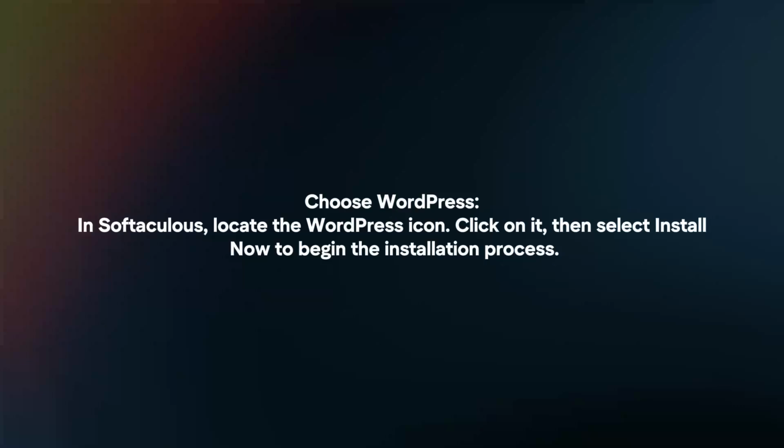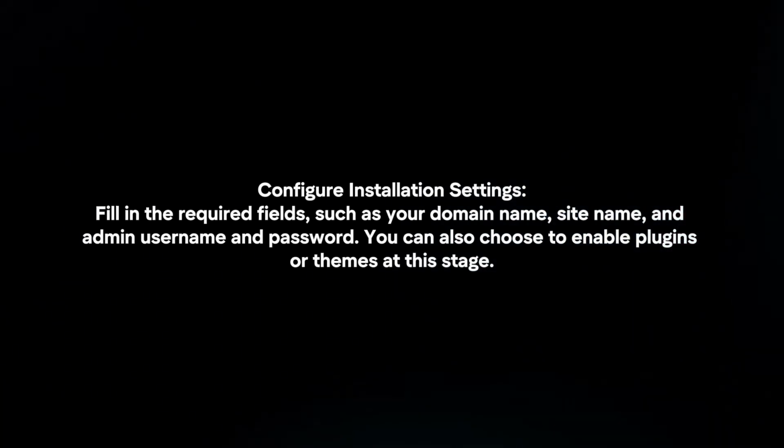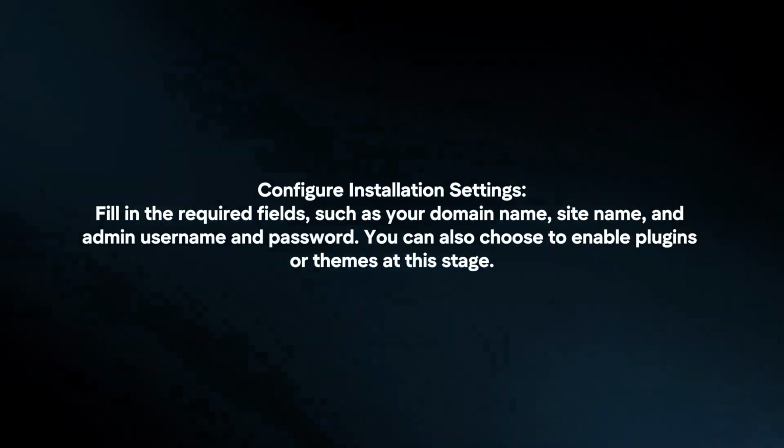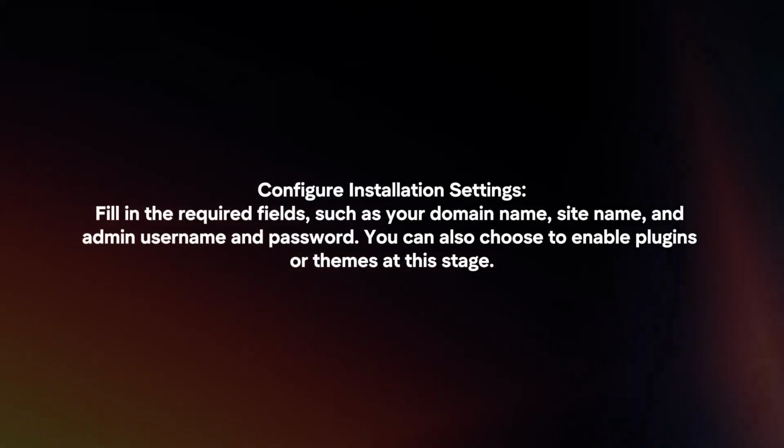Choose WordPress. In Softaculous, locate the WordPress icon. Click on it, then select Install Now to begin the installation process. Configure installation settings. Fill in the required fields such as your domain name, site name, and admin username and password. You can also choose to enable plugins or themes at this stage.